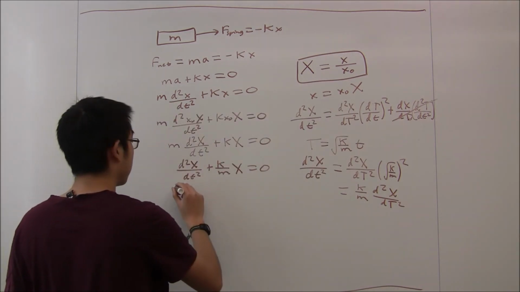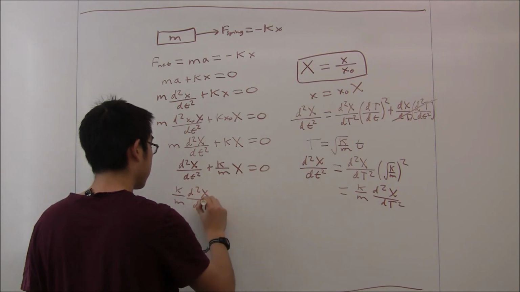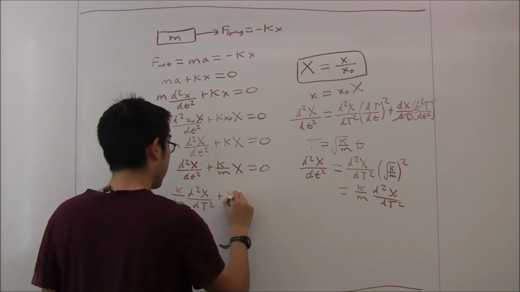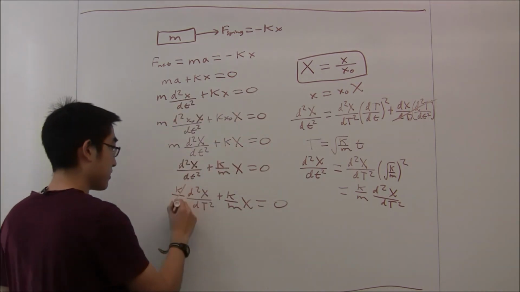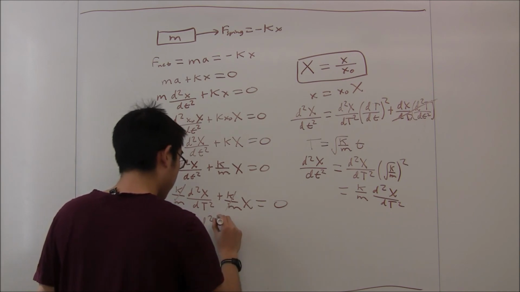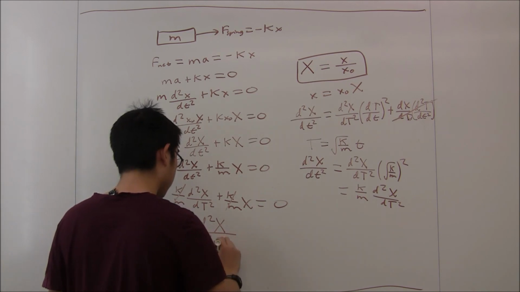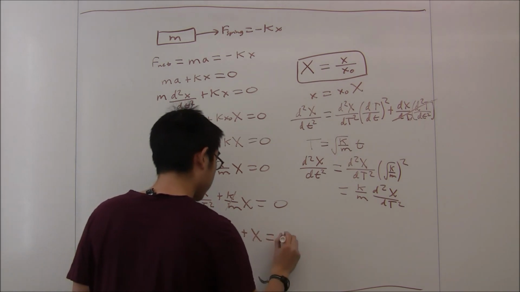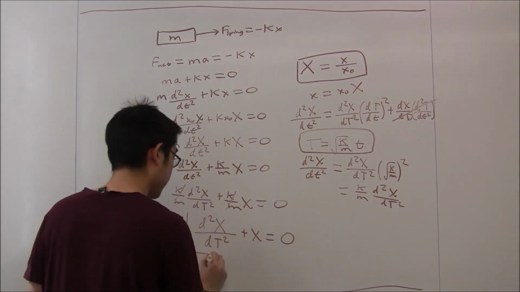So we have k over m times d squared X over d big T squared plus k over m big X is equal to 0. So now we just factor out the k over m, and we get that our equation of motion in terms of big X and big T is the second derivative of big X with respect to big T plus big X is equal to 0. So this is our big T, and this is our equation of motion.